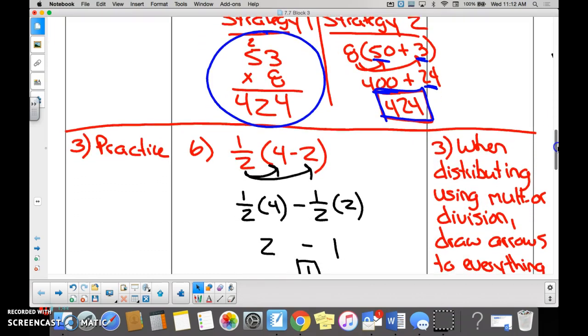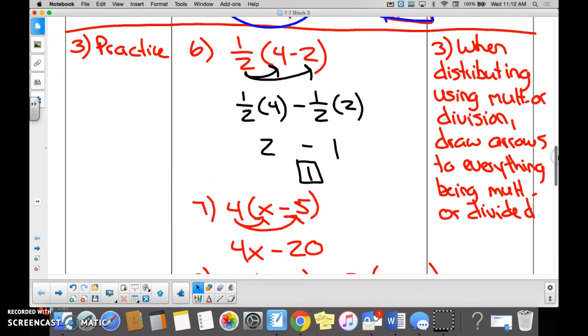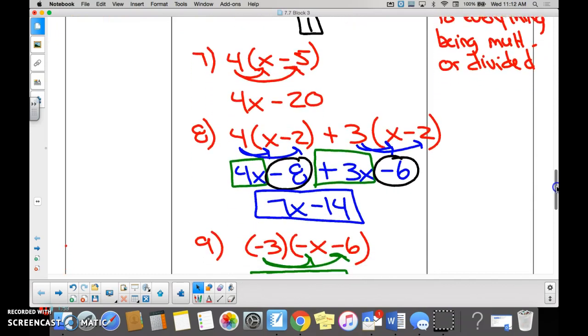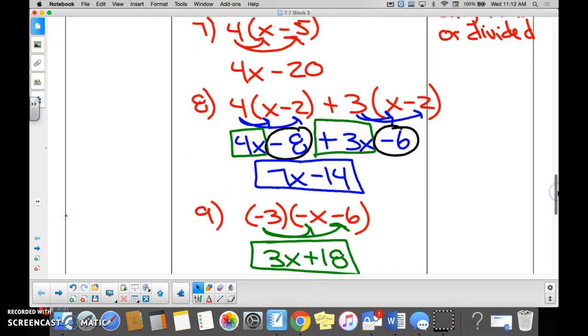Look at number 3. Can you distribute fractions? Yes. Oh, of course you can. Can you distribute 1/2 times 4? Sure, and 1/2 times -2? Yes. Number 7 had a variable involved. We just simplified that. Number 8 had a couple of different places in which you needed to distribute. And then once we did, we had to combine like terms. And we used our green boxes and black circle method, it looks like on this one, right?